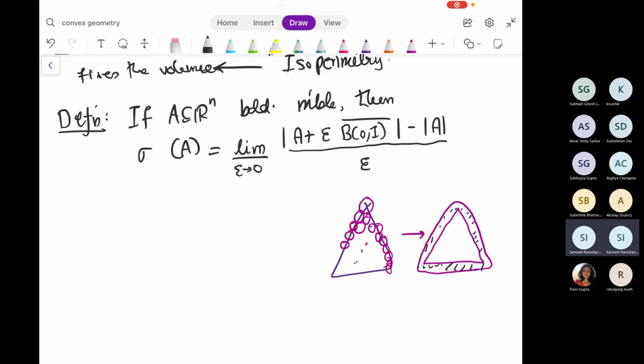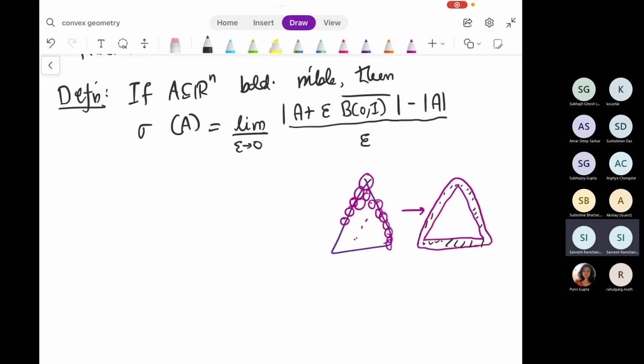However, that limit is not expected to exist in general. So what we do is we take the lim inf instead of the limit. And the reason why that's so important is because there is a result of Minkowski and Steiner.